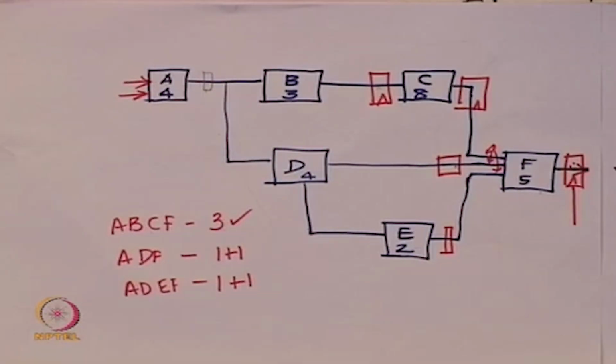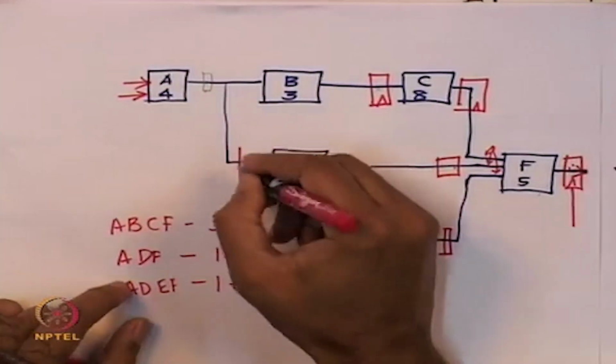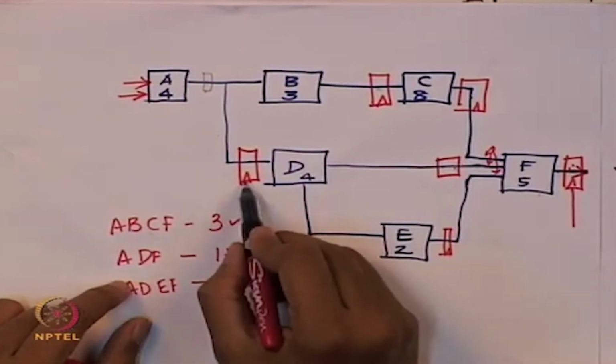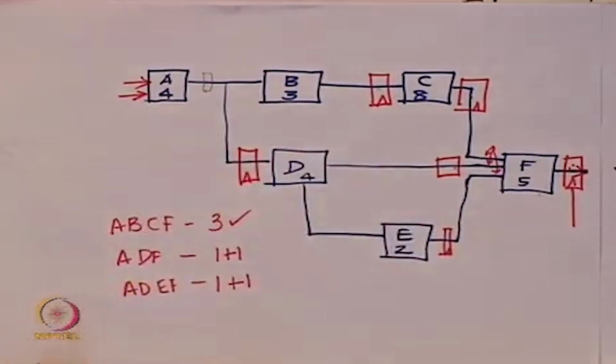So that is still not a well-formed pipeline. So instead of putting it here, if I choose to put it here instead, this is again another flip flop. If I choose to put it here, now let us go and look at all the paths.